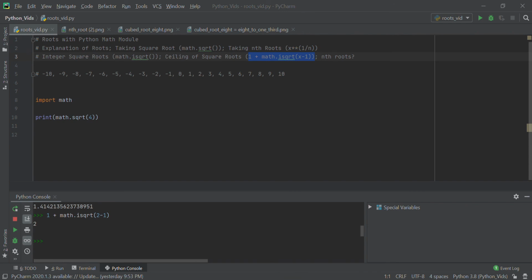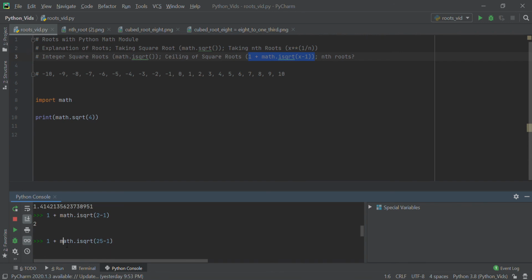Well, let's do one more example, with a cleaner number that just gives you a whole value, 25. The square root of 25 is 5, right? Because 5 times 5 is 25. So let's do 1 plus math.isqrt of 25 minus 1. So what is this asking?